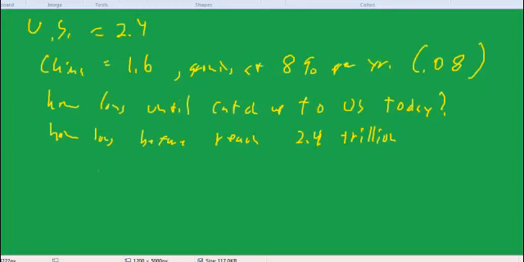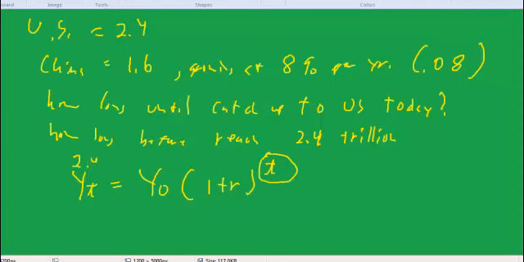Okay, so now we have yt equals y0 times 1 plus r to the t, and we're solving for t because we have yt, that is, eventually we want China to be at the same as the US today. We know where China is starting out now, and we have China's growth rate of 0.08. So we have everything in the equation except for t. And how are we going to pull t out of there? Well, we'll have to use logs.